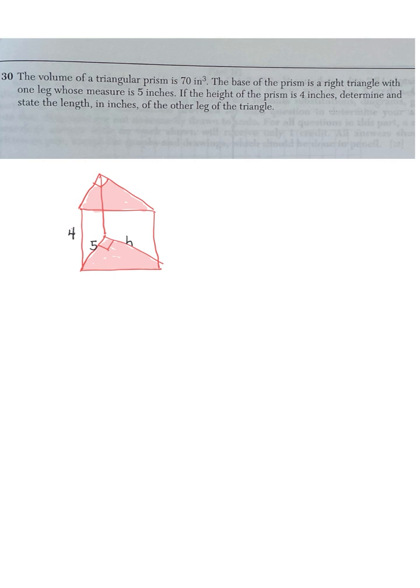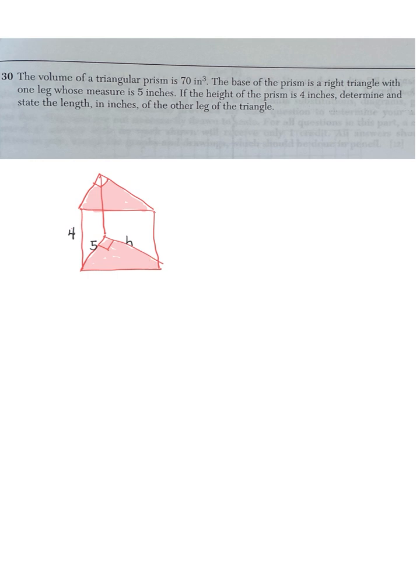Alrighty, so here's number 30. I shaded the two bases. Here's the bottom, there's the top. You have to be very careful with this one. It says, I'm reading right here, the base of the prism is a right triangle with one leg whose measure is 5. So here's the base, meaning this could be 5 or this could be 5. This is the hypotenuse, so that is not considered a leg. It's called the hypotenuse. So you could make this one 5 or you could have made that one 5.